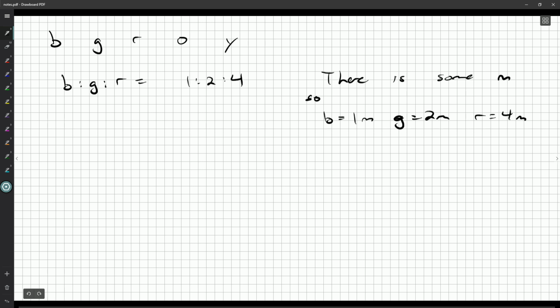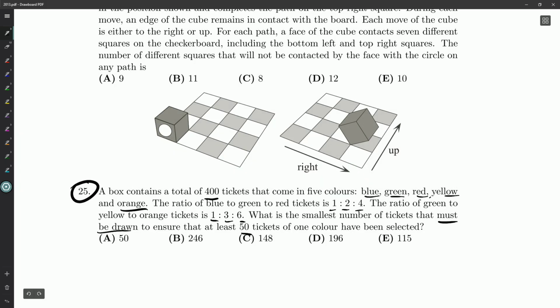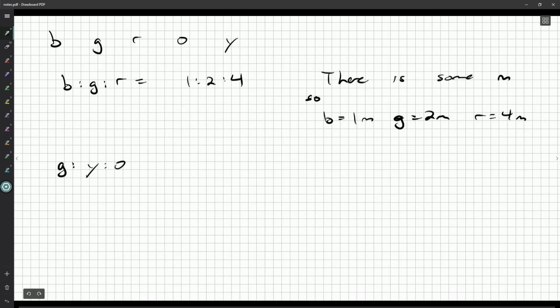And when we say green to yellow to orange, I think was the order, green to yellow to orange is 1 to 3 to 6. There is, let's say, some n, so that green is 1 times n, yellow is 3 times n, and orange is 6 times n. Now, how does this help?